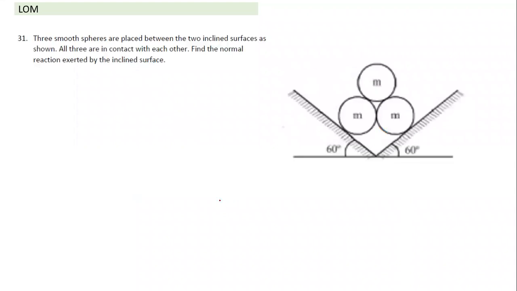Next question. This is the kind of question you can solve in about a minute's time. It doesn't take any time at all. Let's see how we spot the method to solve this question. There are other variations of this question also. Find the normal reaction exerted by the inclined plane.